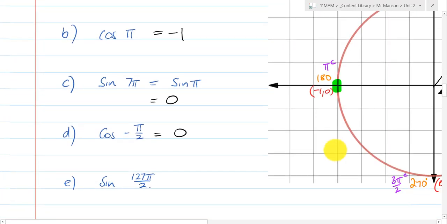Sine of 127 pi over 2. So my very direct question to you is, how many 2 pi's are there in 127 and what's the remainder? 3 pi over 2 is the remainder. Oh, well, that's what it will equal. 61.